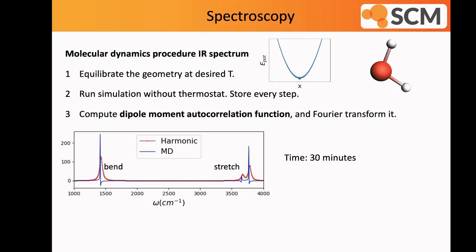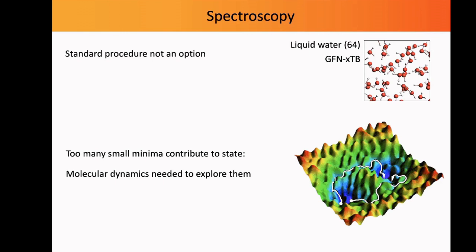For a small molecule, computing IR spectra using molecular dynamics has the advantage that it provides some additional accuracy, but this molecular dynamics based approach really comes into its own for bigger systems. Let's take as just an example an aqueous system, in fact just liquid water. Say we would like to compute the IR spectrum of something in liquid water or of this liquid water itself, then the standard procedure is no longer an option. Of course, we can follow the standard procedure, but the result is not reliable.